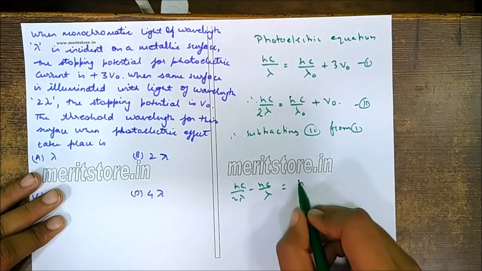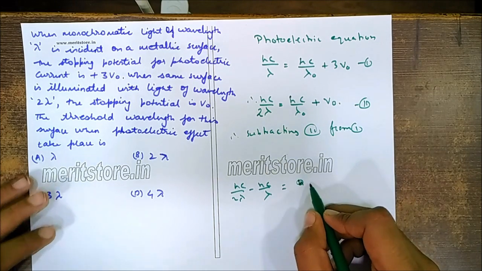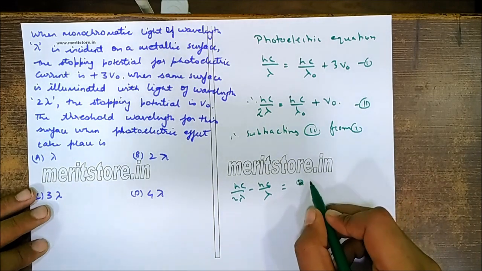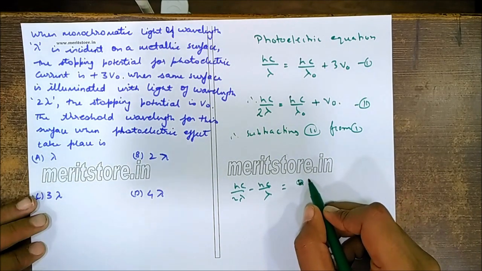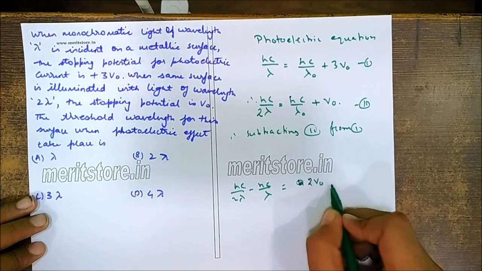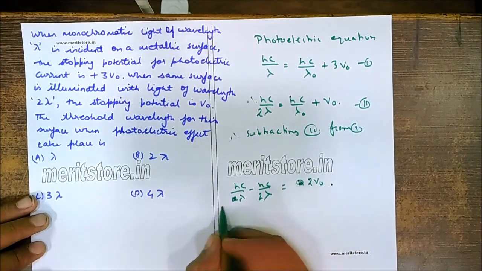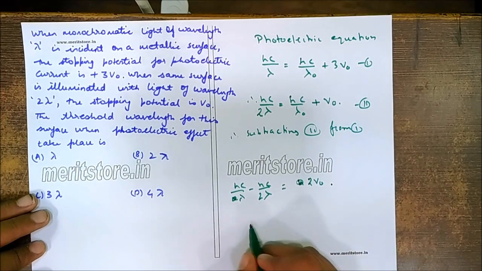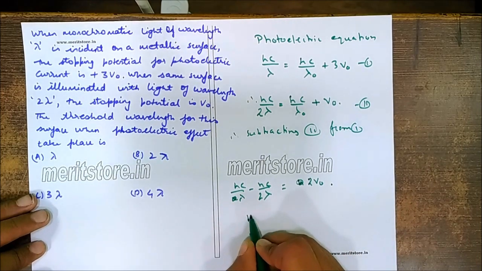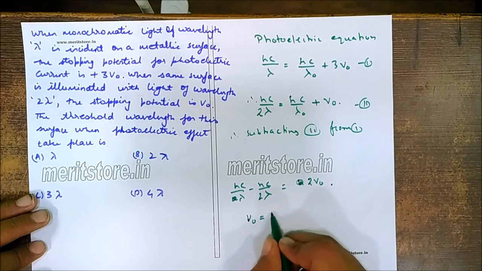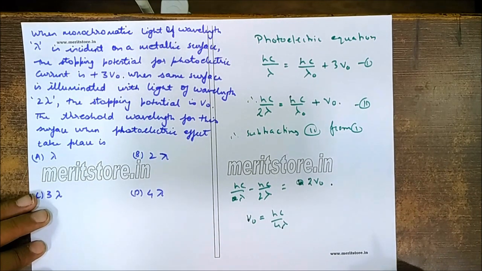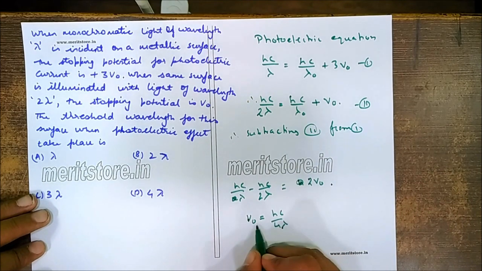Hc by lambda will get cancelled. This will become 3 V naught minus V naught, which is 2 V naught, and this is Hc by lambda minus Hc by 2 lambda. So I get Hc as common, and simplified answer will be V naught is equals to Hc upon 4 lambda. So I got the value of V naught.